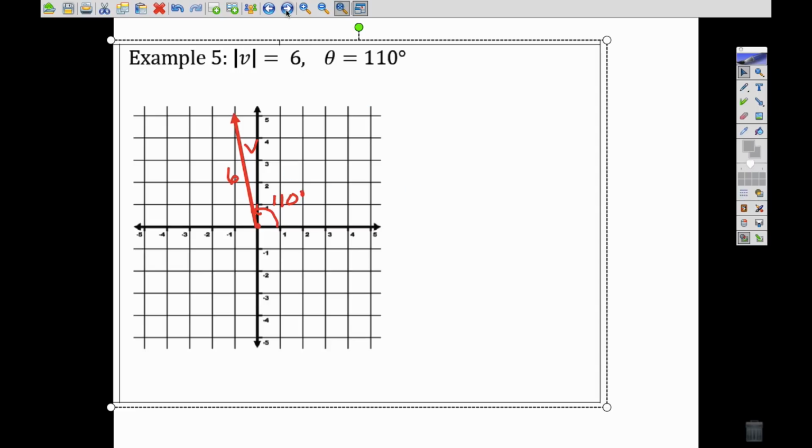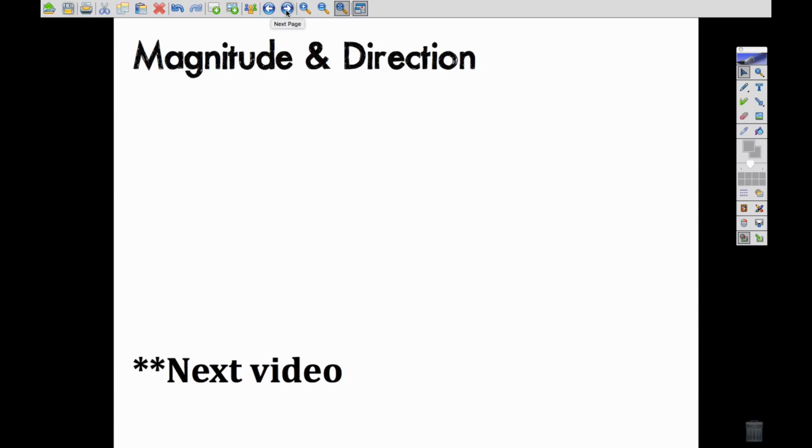Okay, that's graphing. Again, pretty darn intuitive. The next video is going to be talking more in depth about finding the magnitude and direction.